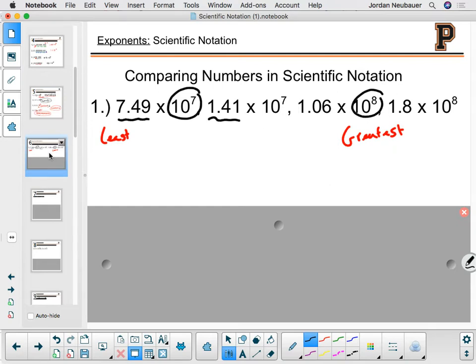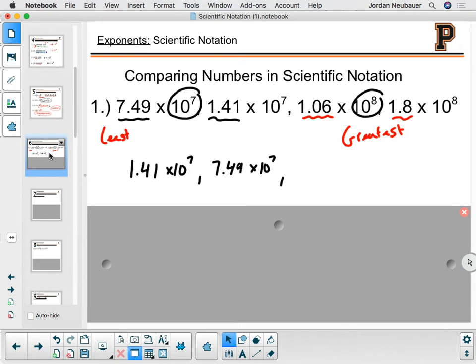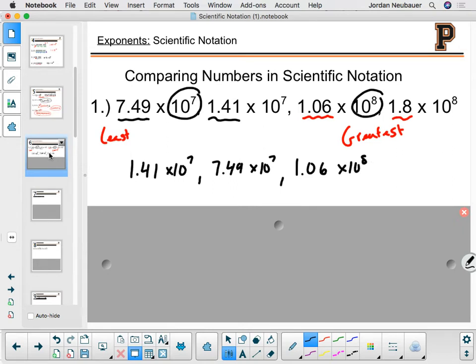Okay, we've got 1.41 versus 7.49. 1.41 is a smaller number. So we got 1.41 times 10 raised to the 7th as my smallest number of this set, followed by 7.49 times 10 to the 7th power, and then I move on to my 10 to the 8th powers, and I just need to look and say which of these two values, 1.06 or 1.8, is a larger value, which would obviously be 1.8. So my next number in the set would be 1.06 times 10 to the 8th power. The last number in the set would be 1.8 times 10 to the 8th.